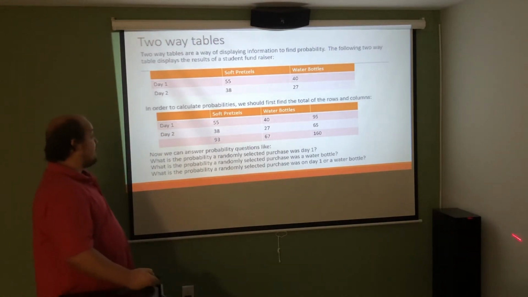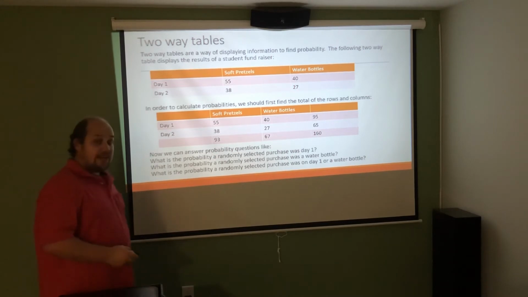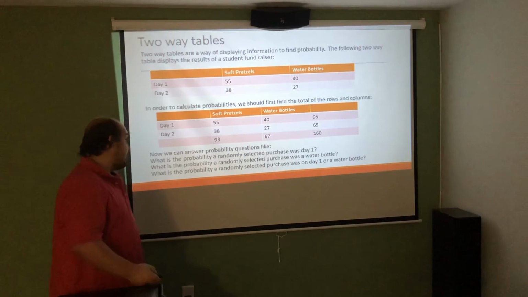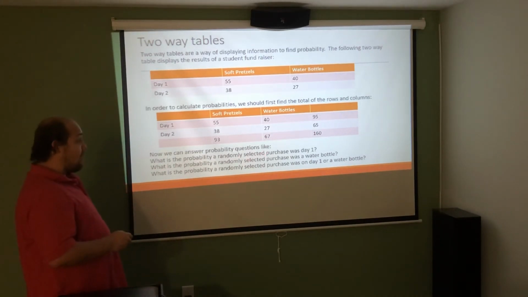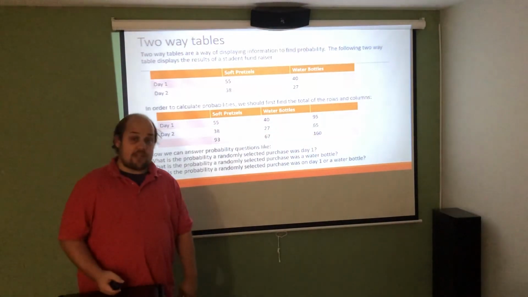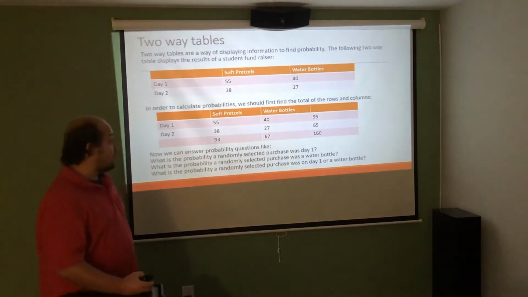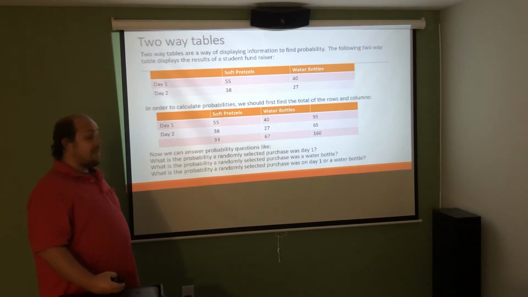So what this is doing is showing me, from a bake sale where I was selling soft pretzels and water bottles. On day 1 of the bake sale, I sold 55 soft pretzels and 40 water bottles. On day 2 of the bake sale, I sold 38 soft pretzels and 27 water bottles. What we're trying to do is find answers to probability questions like, what's the probability a randomly selected purchase was day 1? In order to find these probabilities, we want to take the original table, given without totals, and find totals for every column, every row, and the table total.